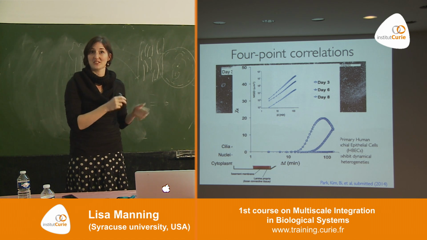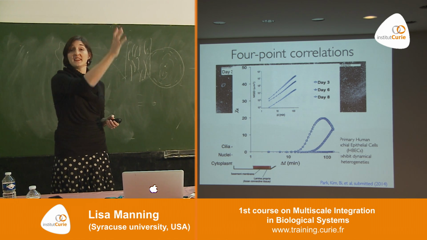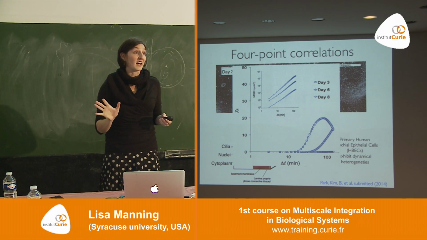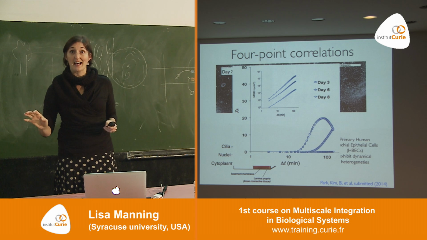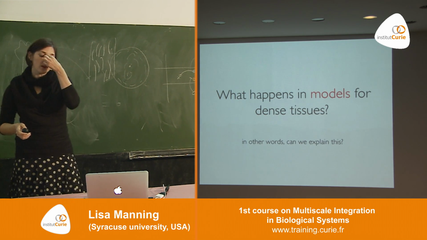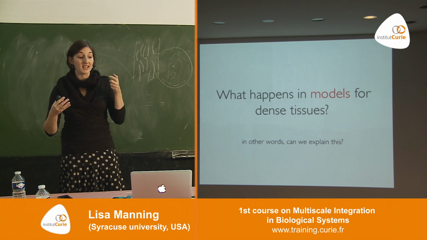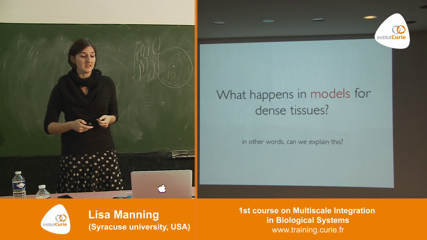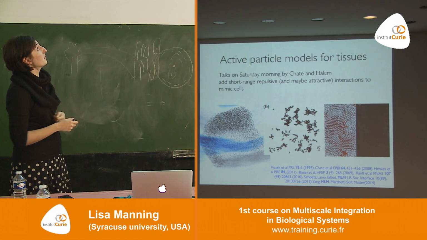Okay, so you can do this. So there's really evidence, I think, that this system and the one before it are undergoing a glass transition from a liquid to a solid. So I think that's pretty nice evidence. Okay, so then I want to ask, well, can we explain this liquid to solid transition in models for dense tissues? That's what I'd like to know, what happens in the models.